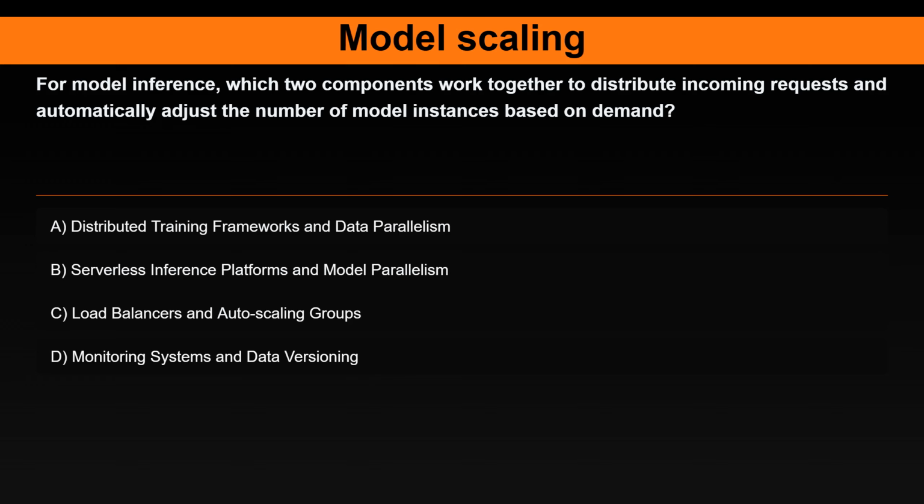Question 17. For model inference, which two components work together to distribute incoming requests and automatically adjust the number of model instances based on demand? Option A. Distributed training frameworks and data parallelism. Option B. Serverless inference platforms and model parallelism. Option C. Load balancers and auto-scaling groups. Option D. Monitoring systems and data versioning.